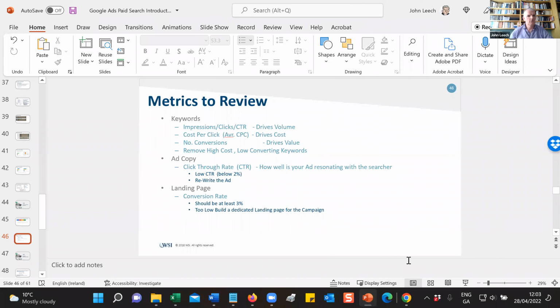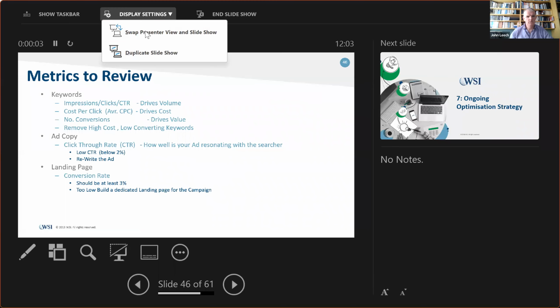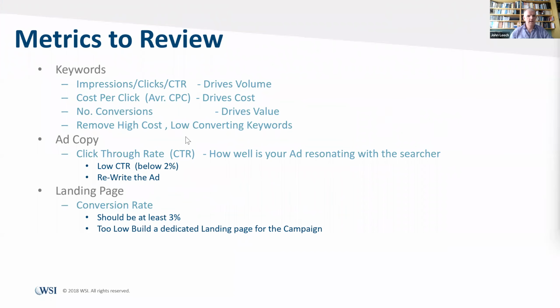Okay, so going back to metrics to review. So that's keywords. The next one is ad copy. If your click-through rate is low, like below 2%, then you really need to rewrite the ad, or more correctly now, you've got to add more headlines, change the descriptions, etc. Because if you've got a click-through rate of below 2%, then over time Google will stop showing that ad because it's not really up to scratch.